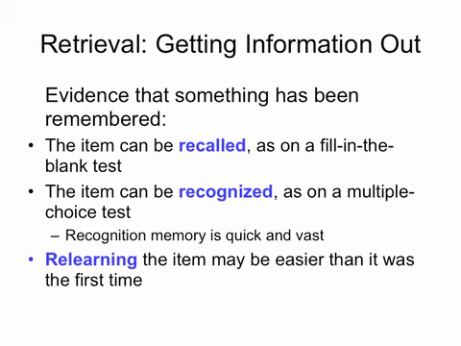Like, you don't necessarily have to straight up remember something. You just have to identify it as something that you've learned in the past. And also know that relearning an item may be easier than it was the first time as a result of that neural pathway kind of already being there.